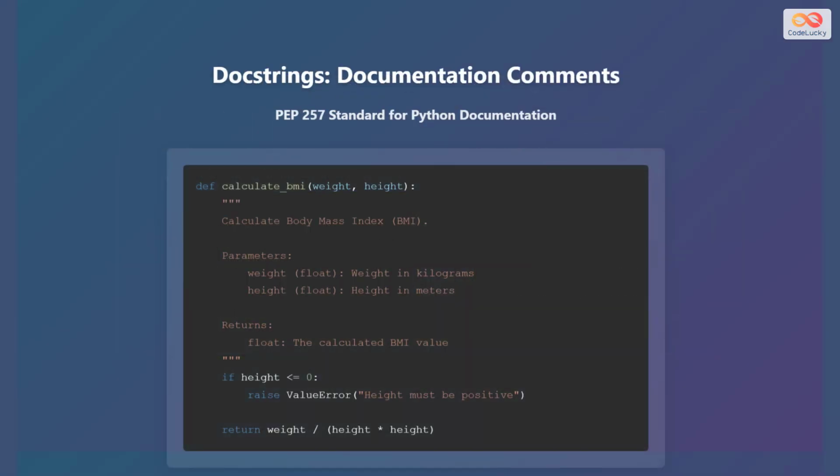Let's discuss documentation strings or docstrings. These are documentation comments and follow the PEP 257 standard for Python documentation. Here's an example. Define a function calculate_bmi, with weight and height as parameters. Open triple quotes, calculate body mass index or BMI. Parameters: weight in kilograms, height in meters. Returns: the calculated BMI value, close triple quotes. If height is less than or equal to 0, raise ValueError, height must be positive. Return weight divided by (height times height).